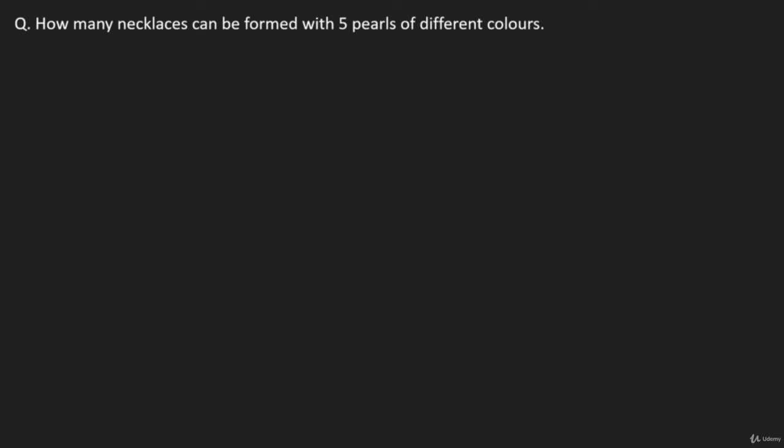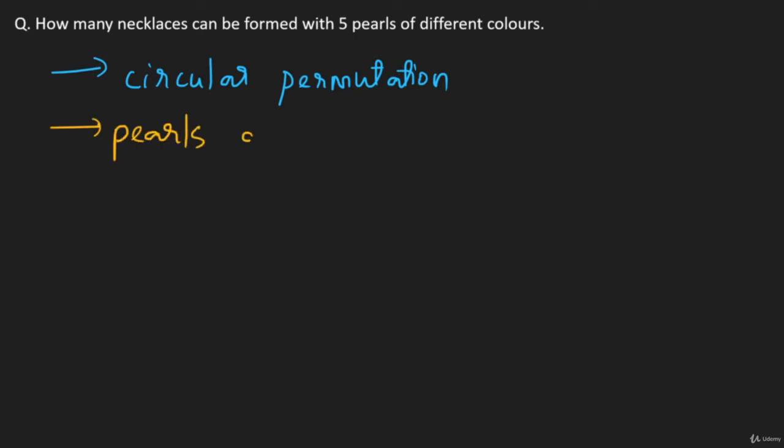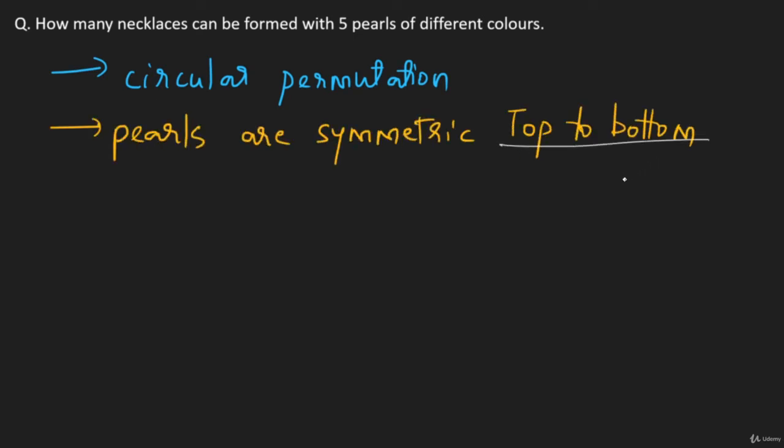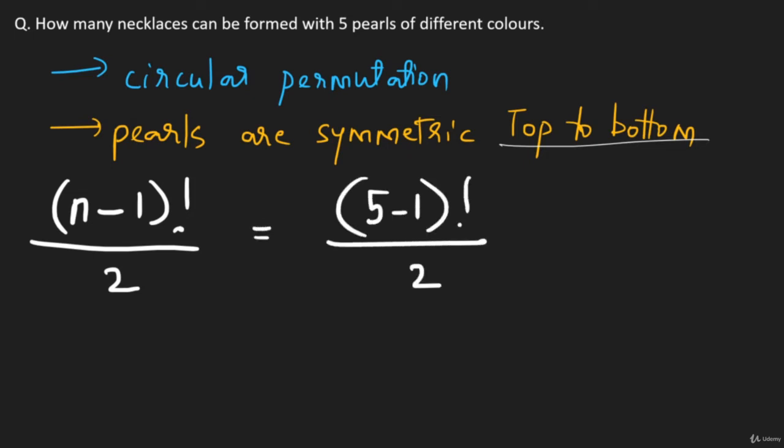Alright, I hope you have given it a try. Let's do it together. This is a question of circular permutation, right? And the pearls are symmetrical from top to bottom. Therefore, we have to divide n minus 1 factorial by 2. And over here n is given as 5. Therefore, the answer is 5 minus 1 factorial divided by 2, which is 4 factorial by 2. 4 factorial is equal to 24. Therefore, this is equal to 24 divided by 2, which is equal to 12.